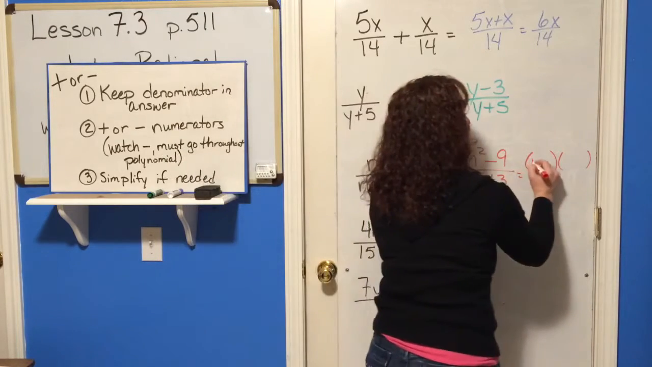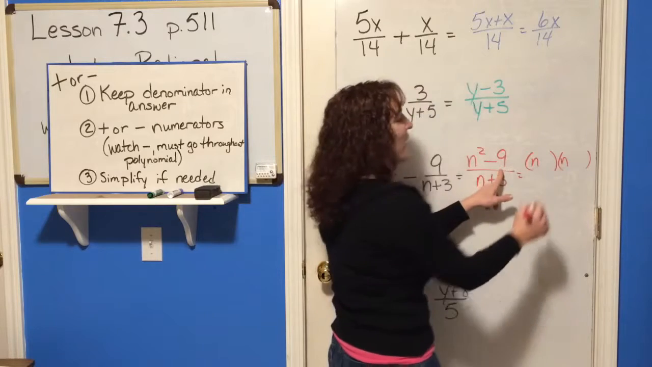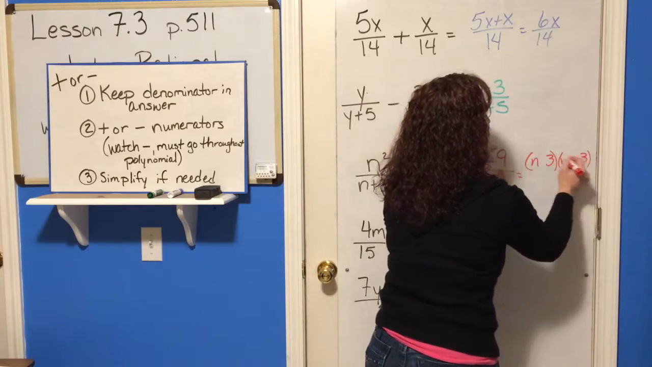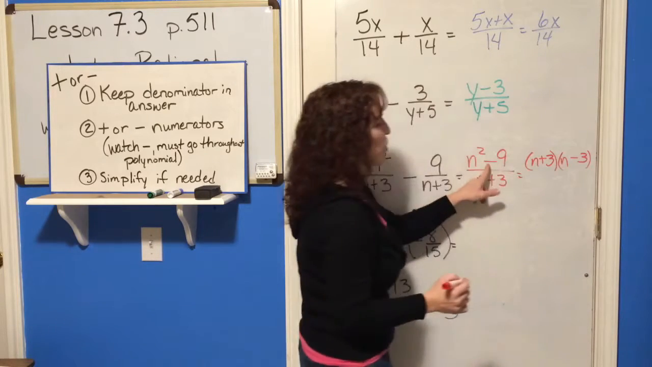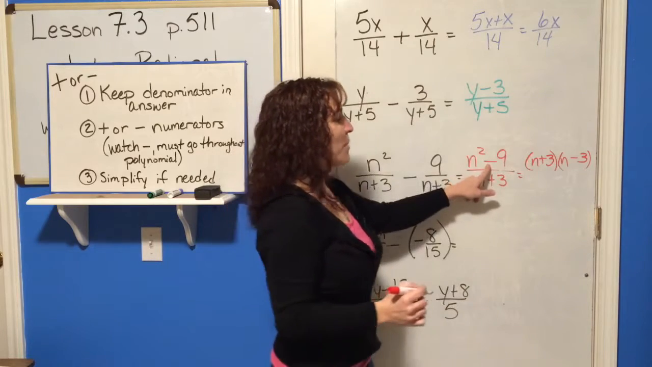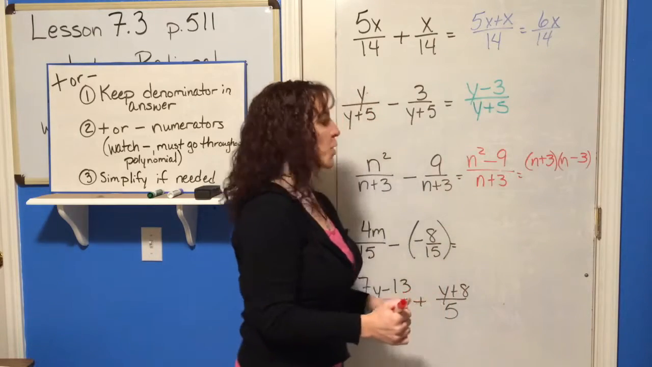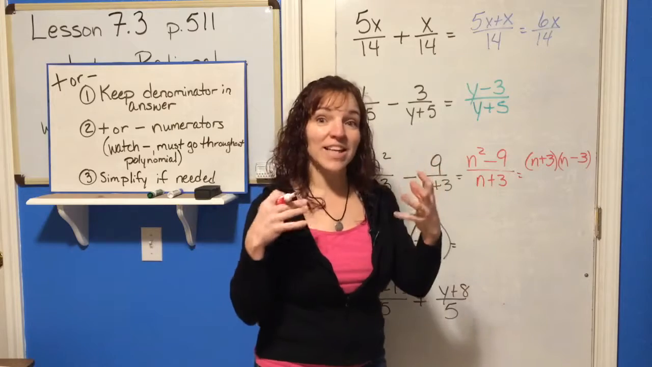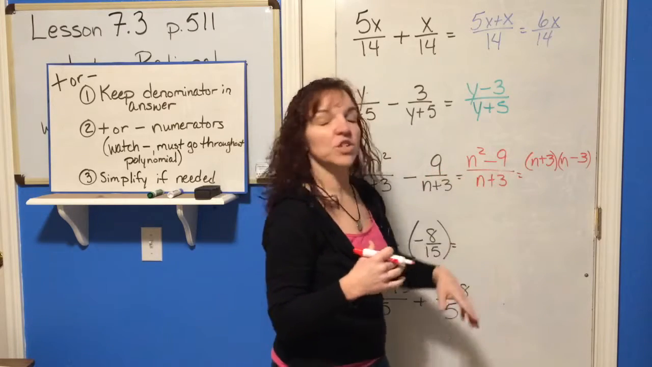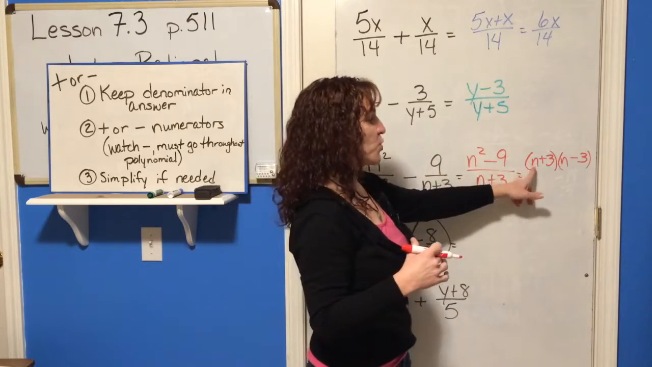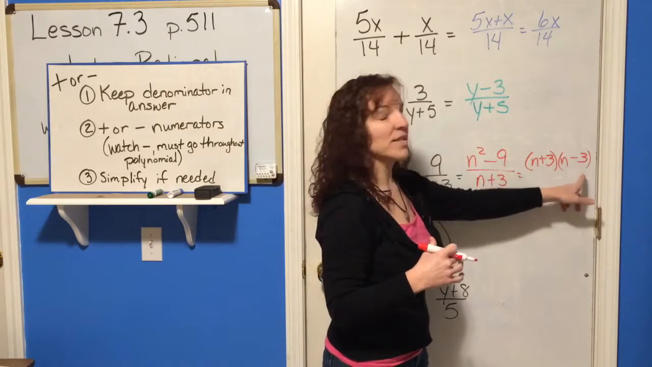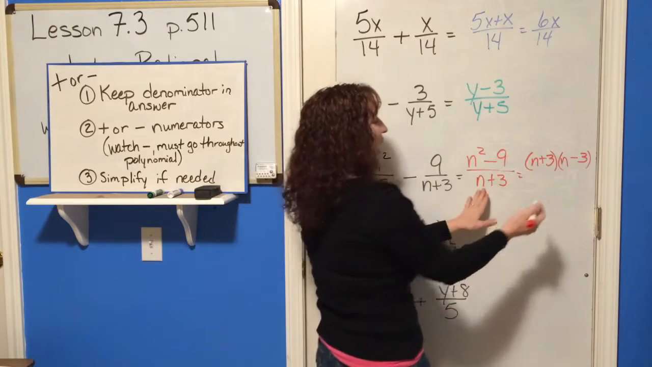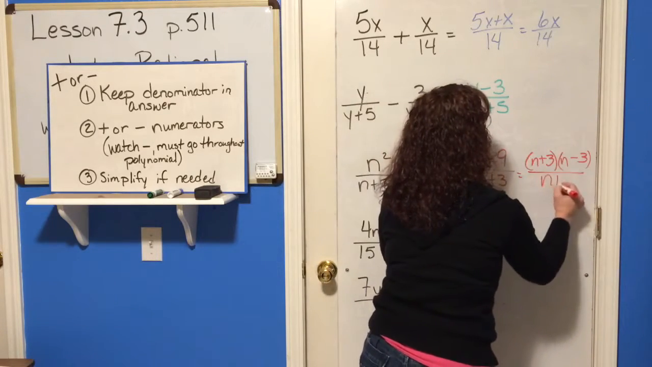n squared is n times n. 9 is 3 times 3. And if one is positive and one negative, then you have a negative 9. And that means also that your middle term drops out, which is what you want. So you should start recognizing those now. The perfect square minus a perfect square are the square root plus the square root, and then the square root minus the square root. All right? And you're going to put all of that over n plus 3.